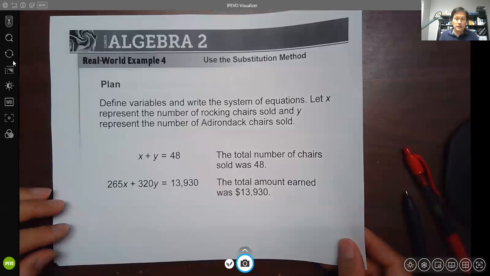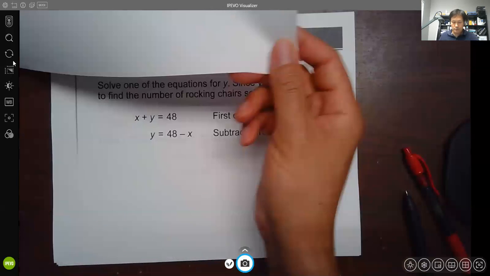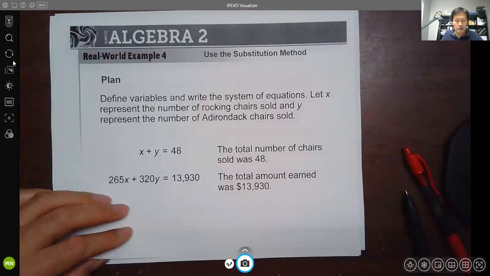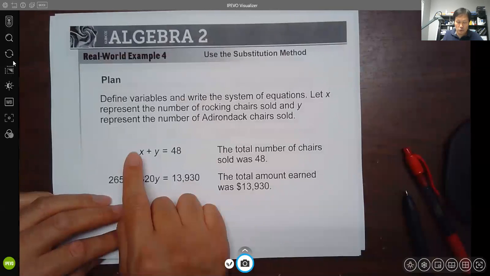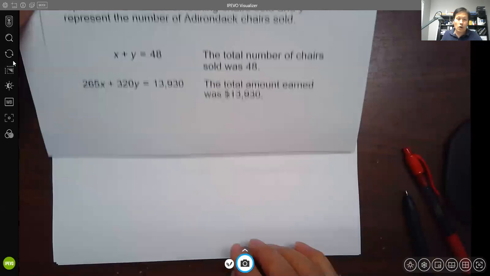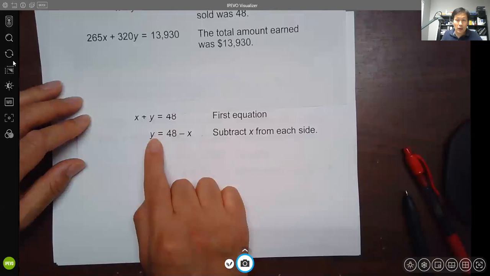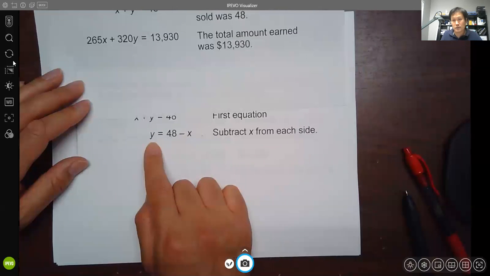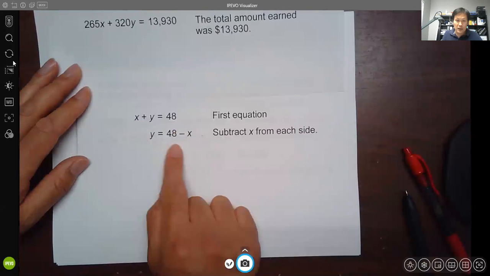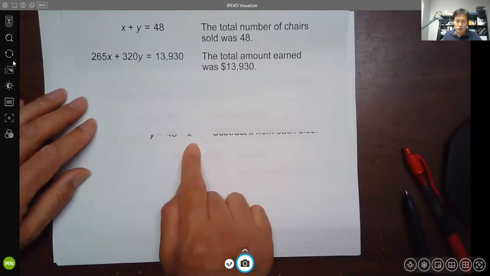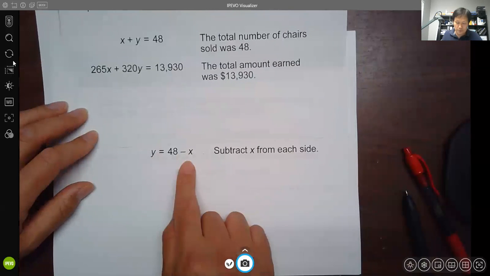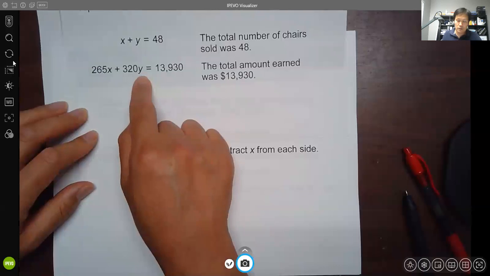In this setting, substitution would work very nicely because x has a coefficient of 1 and y has a coefficient of 1. So what they did, they solved for y. Can you solve for x here? Yes. But they did solve for y, subtracting x from both sides of the first equation. Then they substitute this y, 48 minus x, into here.